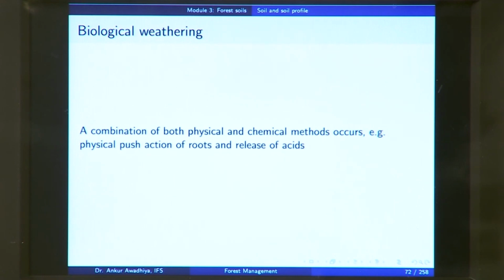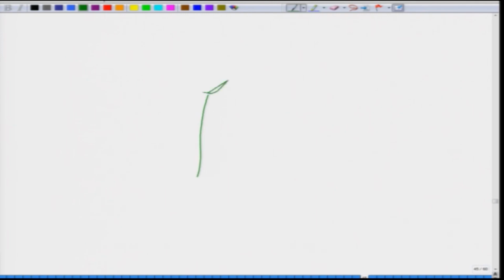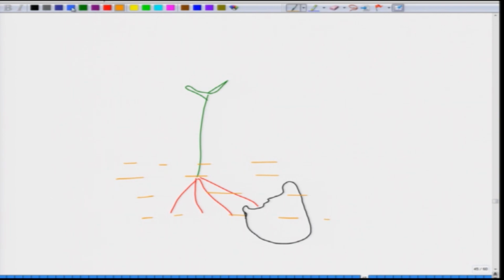Another form of weathering is biological weathering, which is a combination of both physical and chemical methods. So, for instance, if you look at plants, the plant will be having roots, and this is the soil layer, and if there is a rock and there is a crack in this rock, so this root can get inside, and the growth of the root will start to exert a pressure on this rock. So, that will be some amount of physical weathering.